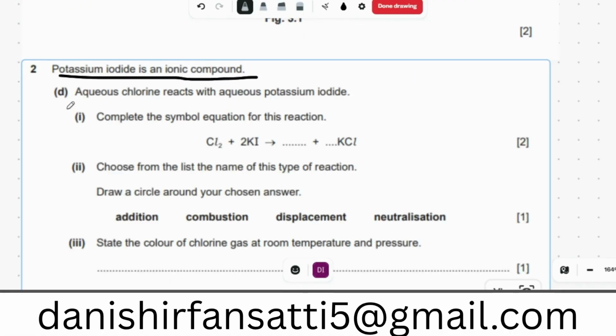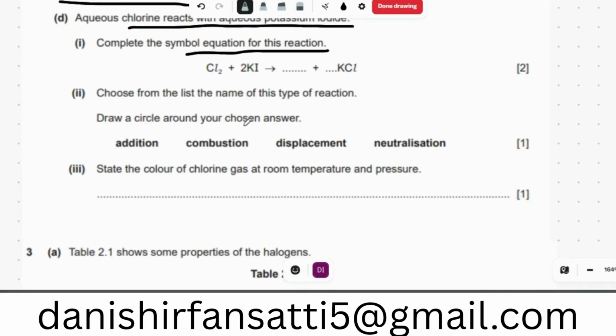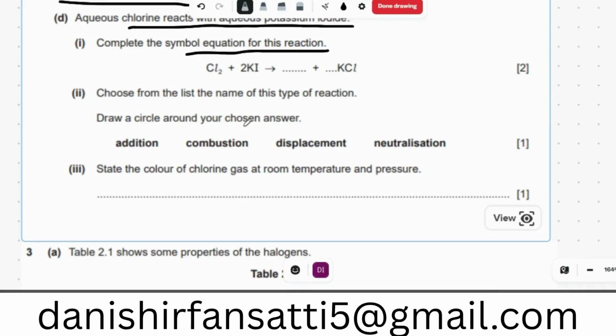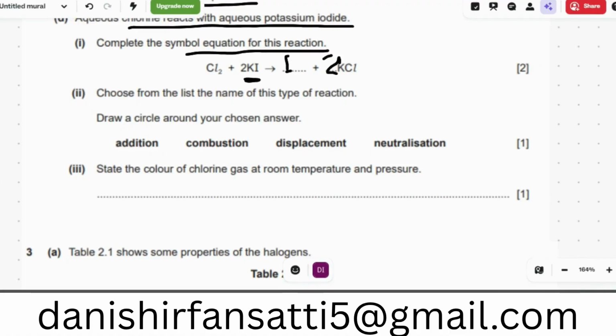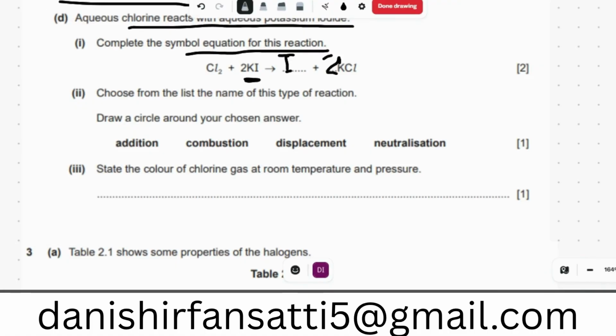Potassium iodide is an ionic compound. Aqueous chlorine reacts with aqueous potassium iodide. Complete the simple equation for this reaction. We know that is 2K, so we will put 2 over here, because there is 2 potassium iodide. And the other thing is iodine. We have 2 iodine, so that would be I2.